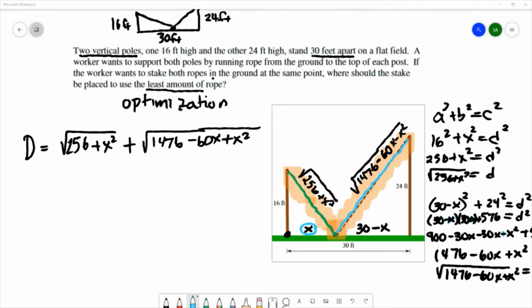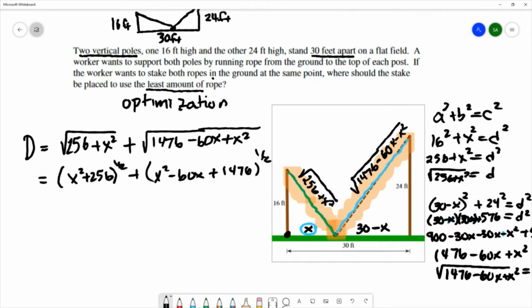So the next thing we want to do is get this equation ready for us to do the calculus portion. And I'm going to rewrite these radicals as powers. So let's write this as x squared plus 256 to the 1/2 power. And I'm just rearranging the terms at the same time. That's x squared minus 60x plus 1,476 to the 1/2 power. So the process that we're going to go through as far as the calculus goes is that we're going to calculate the derivative, and then from the derivative we're going to find the critical numbers. The critical numbers are where the derivative is equal to 0 or the derivative is undefined.